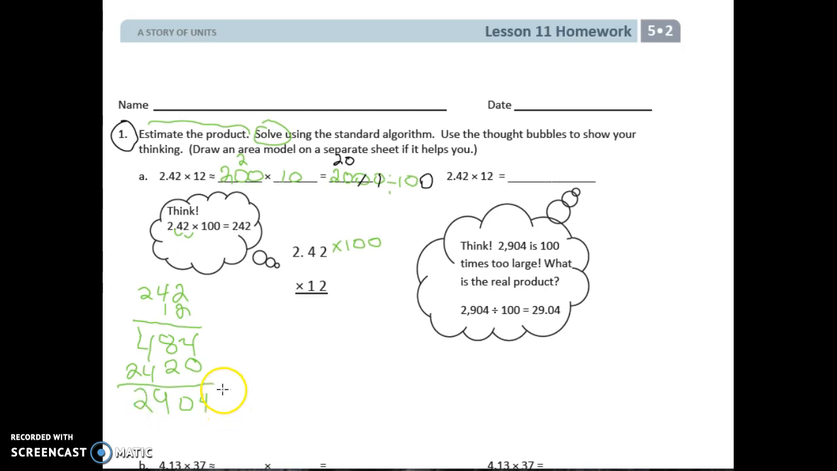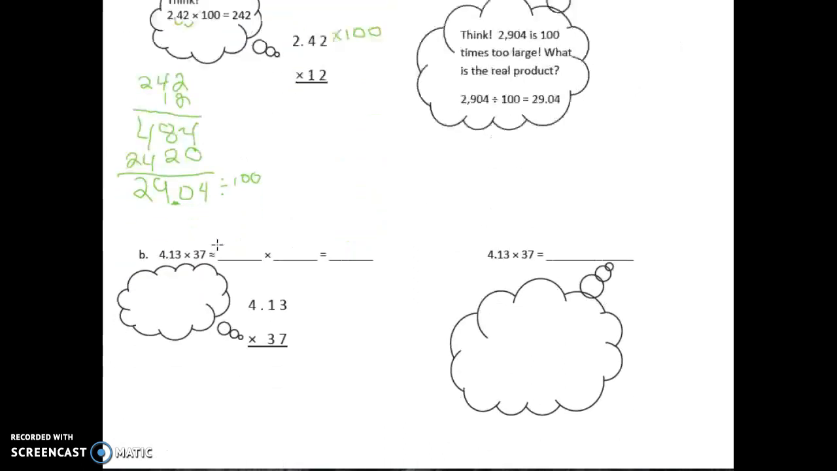And now if we divide that by 100, the decimal is going to lose 2 place values, right? So it's not going to be 2,000. It's actually going to be 29 and 4 hundredths. And that's pretty close to this 20, right? Because this one, we lost a lot when we rounded down to 200, didn't we? If we were actually keeping that 42, that would have changed our answer quite a lot.